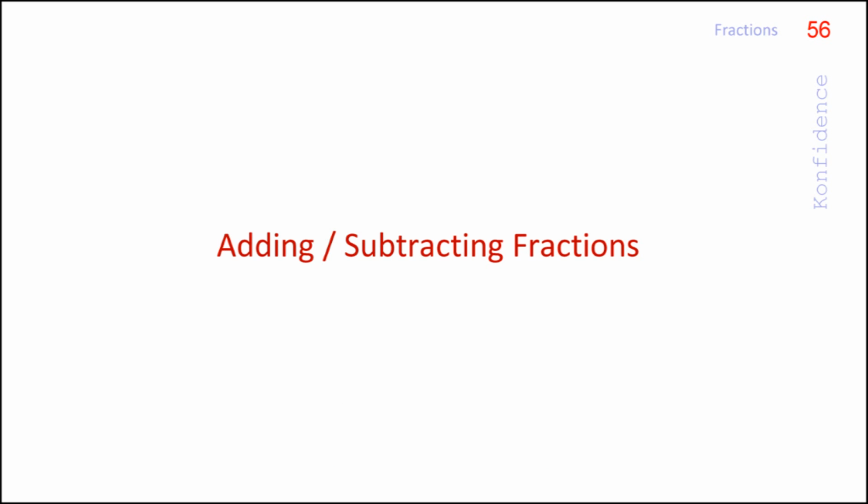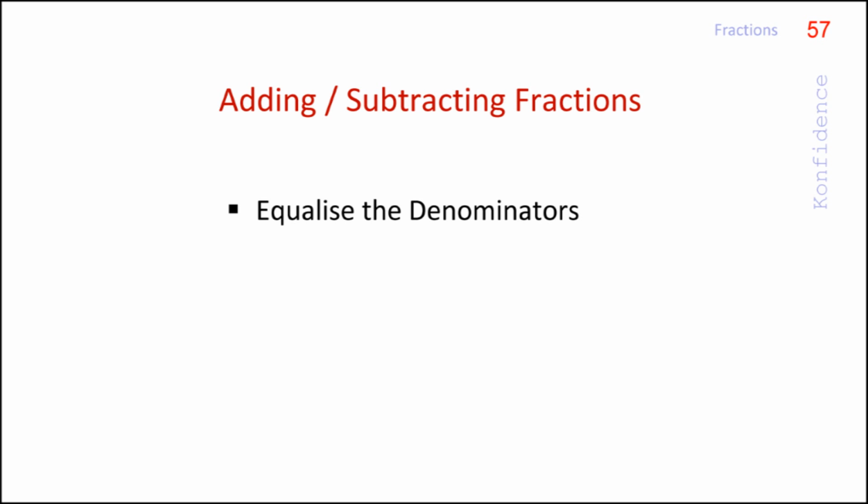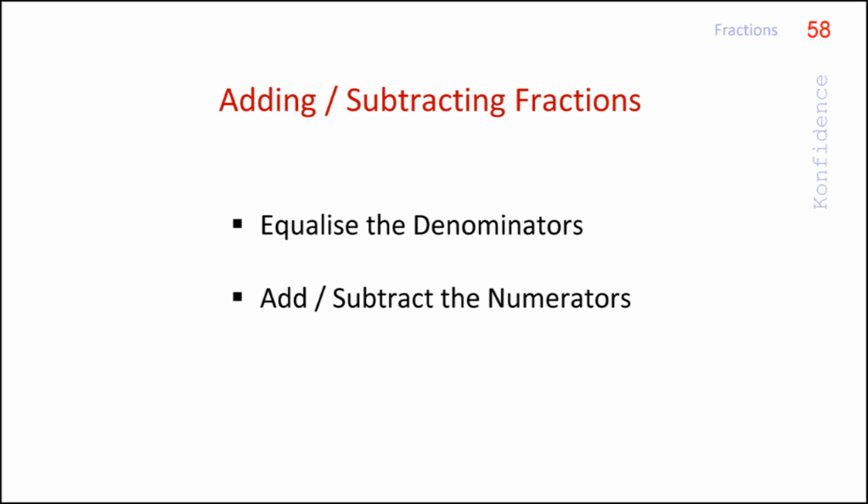So, the approach to addition or subtraction of fractions can be summarized as follows. Step 1. First equalize the denominators of the individual fractions. While doing this, the value of the fraction should not change. For that, we have to multiply both numerator and denominator of the fraction with the same appropriate number. Step 2. Add or subtract the numerators of individual fractions.